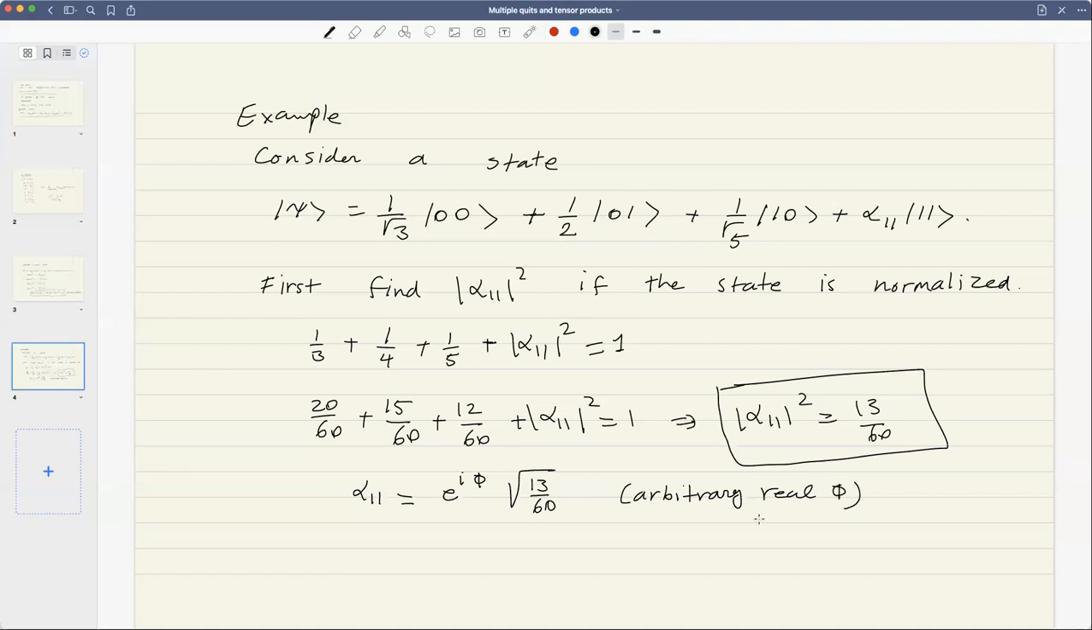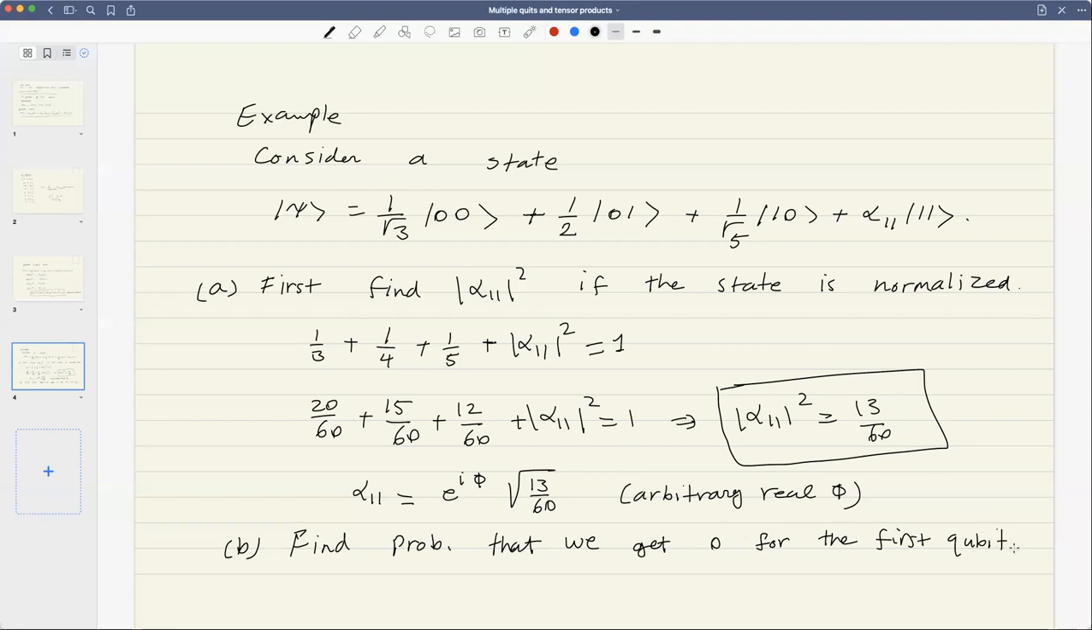Okay. So that's, let's say, part A. And part B, saying find the probability that we get 0 for the first qubit.